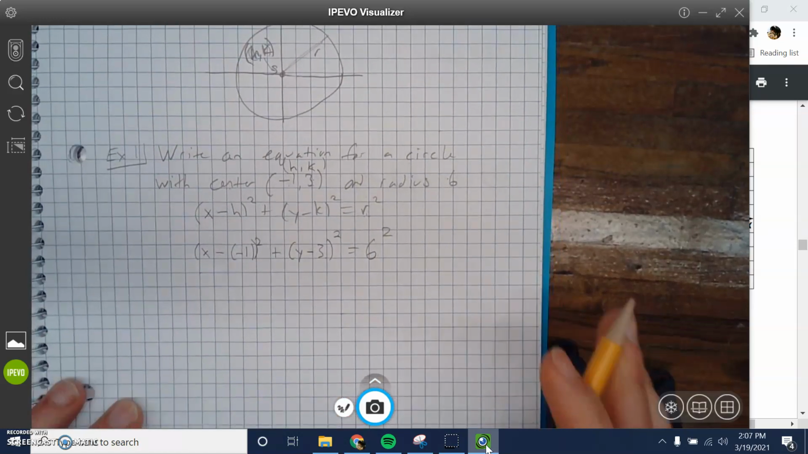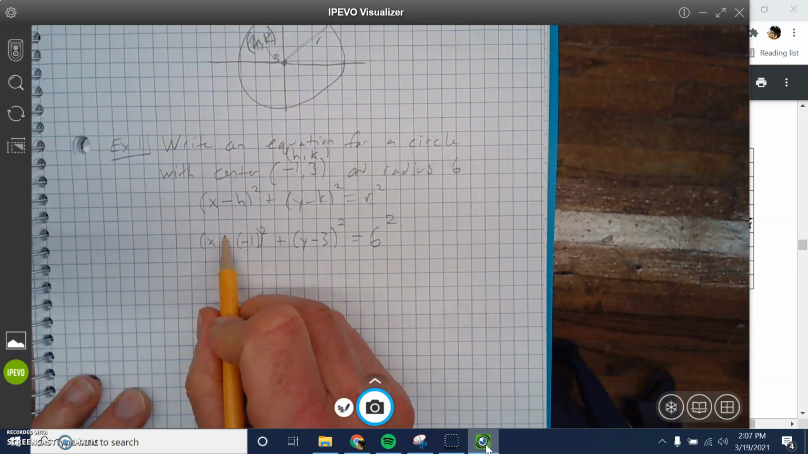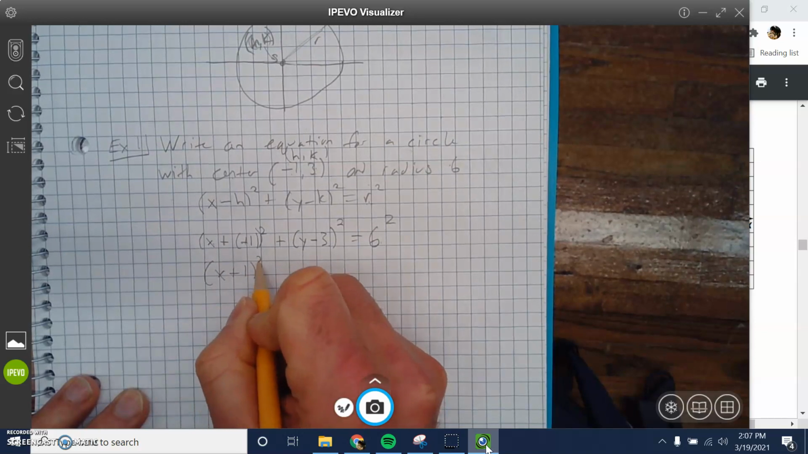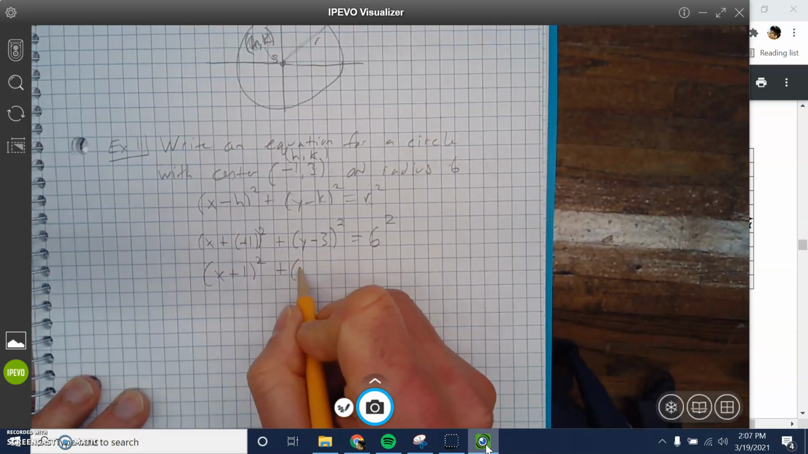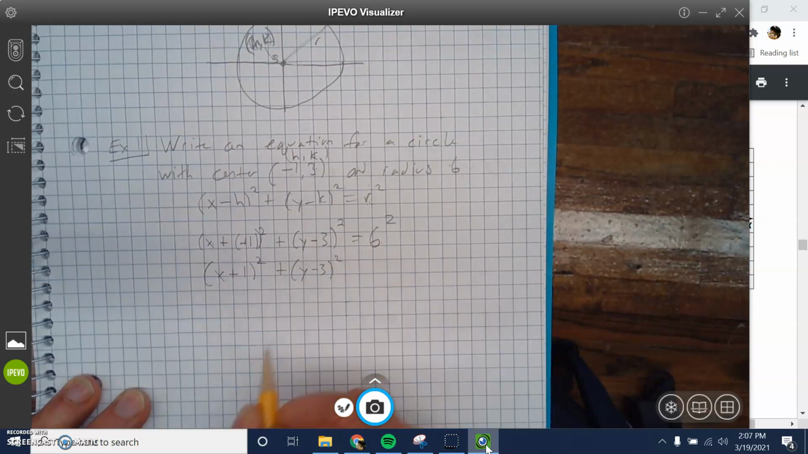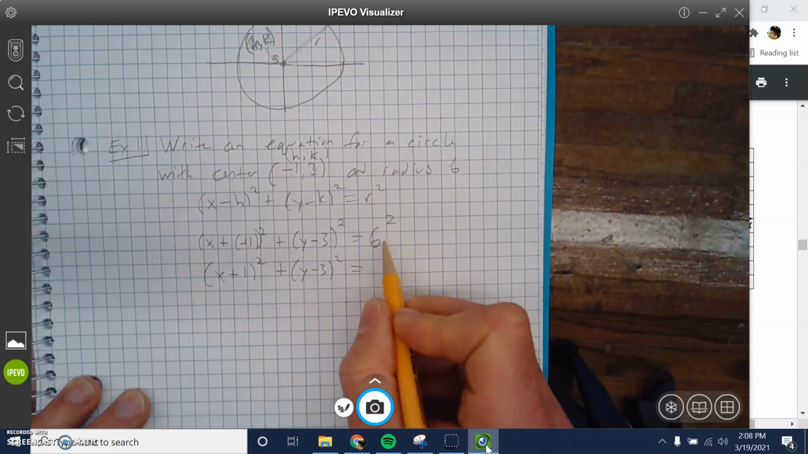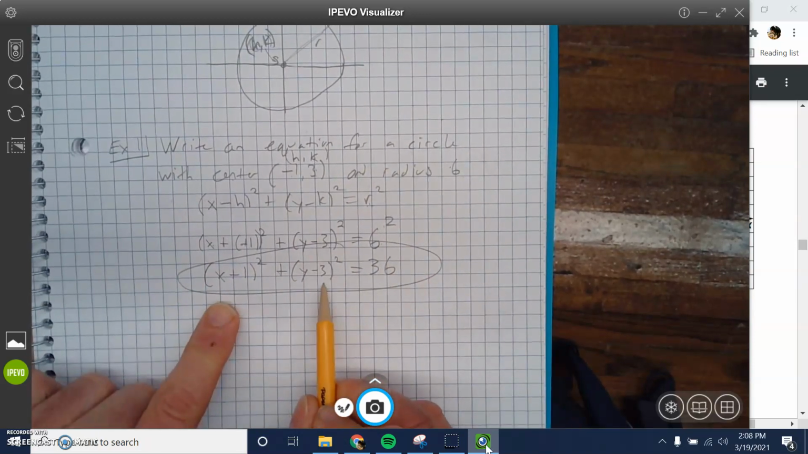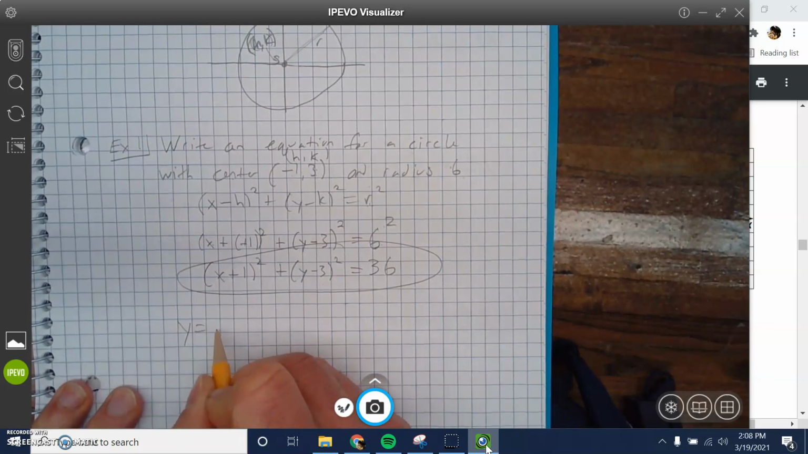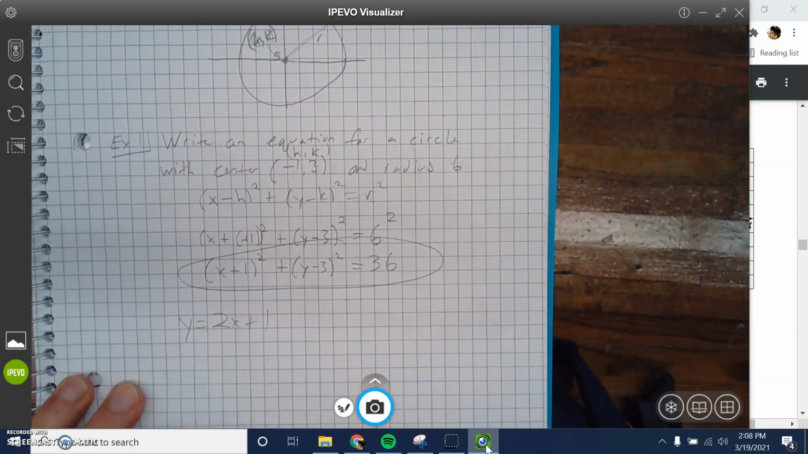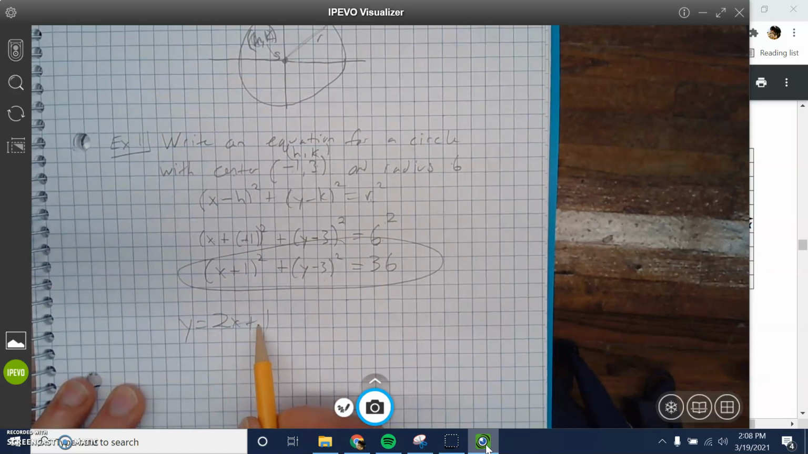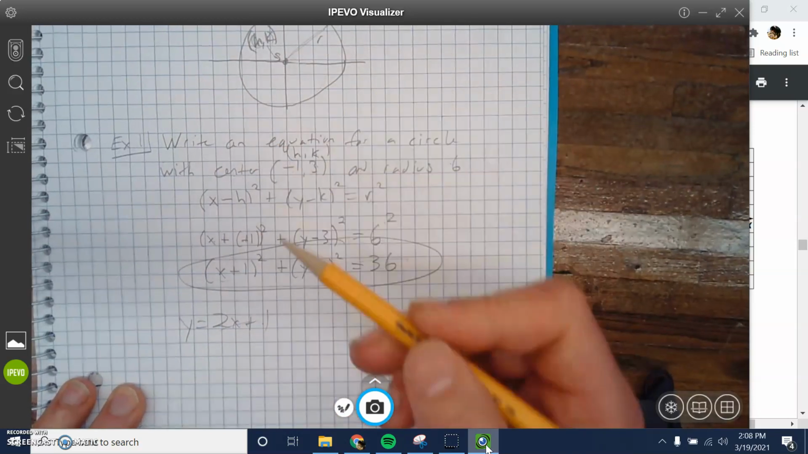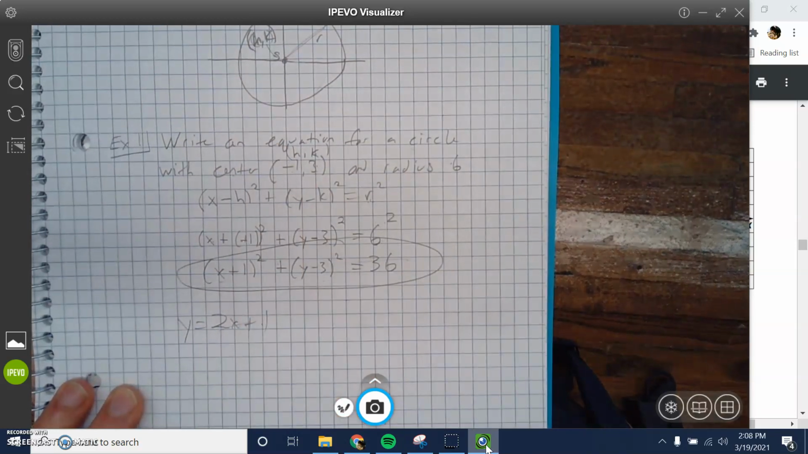Now you can simplify a little bit. So when you subtract a negative, you actually add a positive. So this is going to be x plus 1 squared plus y minus 3 squared equals 6 squared. 6 times 6 is 36. And there we go. So this is an equation of a circle. So just like this is an equation of a line, with the slope is 2 and the y-intercept is 1, this is the equation of a circle on a coordinate plane. So it's just another way of writing things on a coordinate plane.